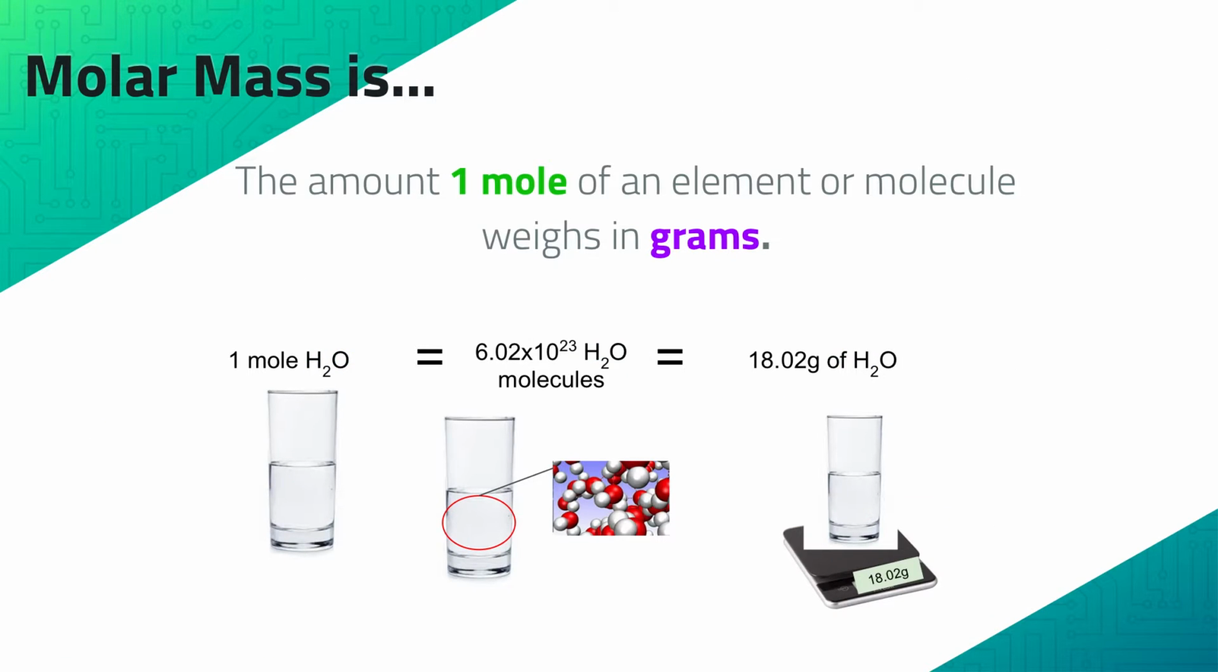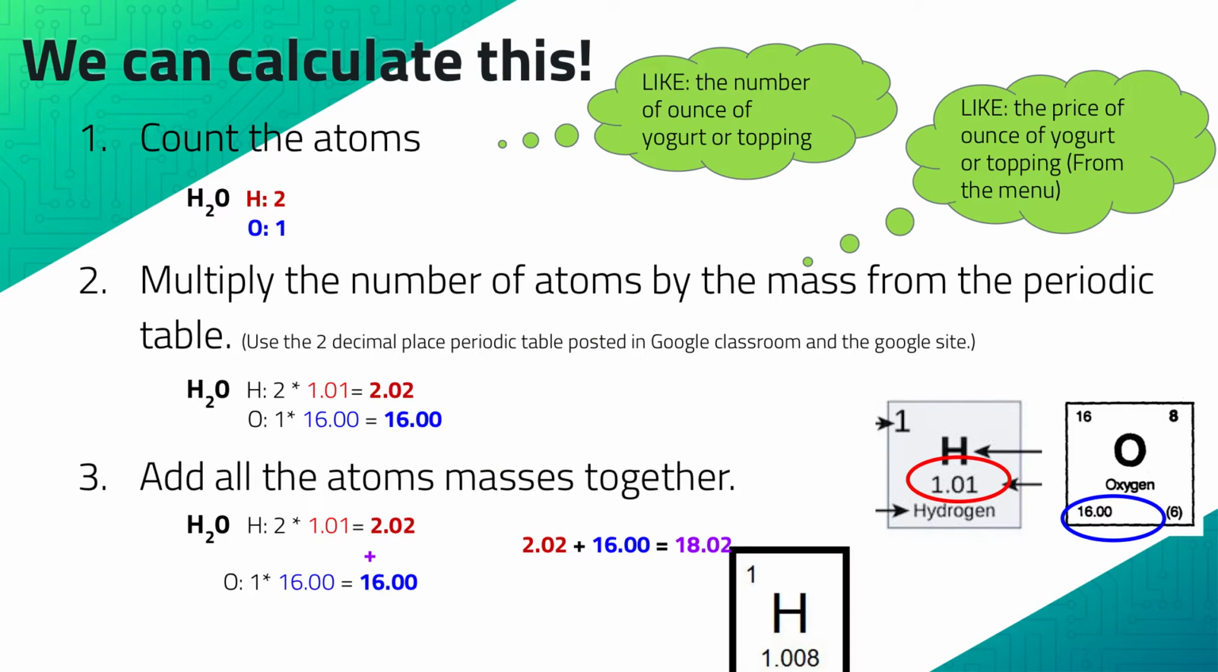Molar mass is the amount that 1 mole of an element or molecule weighs in grams. So here, 1 mole of water is equal to 6.02 times 10 to the 23rd molecules of water, as we discussed in the previous lesson, and that equals 18.02 grams of water. We can calculate the molar mass by counting the atoms. For water, it's like the number of ounces of yogurt topping, or like the price per ounce of yogurt or topping from the menu.